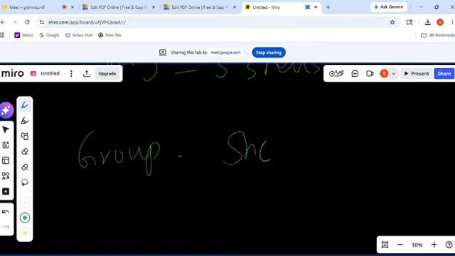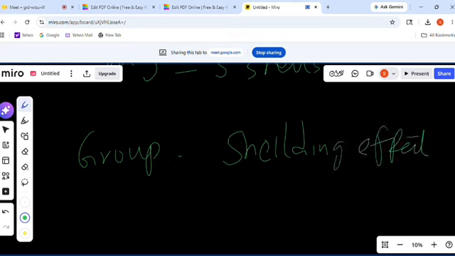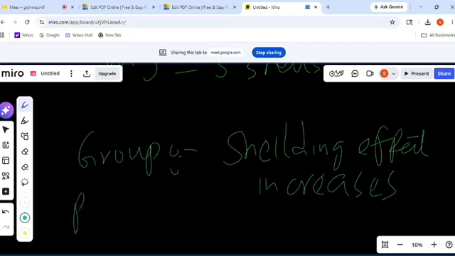So the summary of the topic is that in a group the shielding effect increases. You can write the trends in the form of a table; I will share my slides with you and you can also learn from your book. Shielding effect increases in a group because the number of shells increases, and in a period it remains the same.